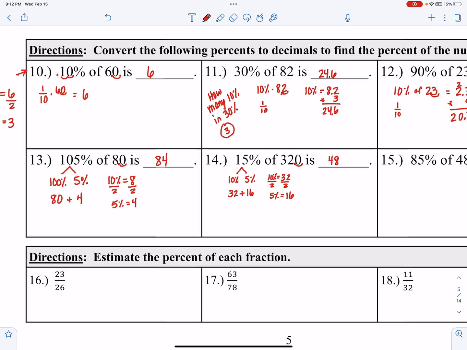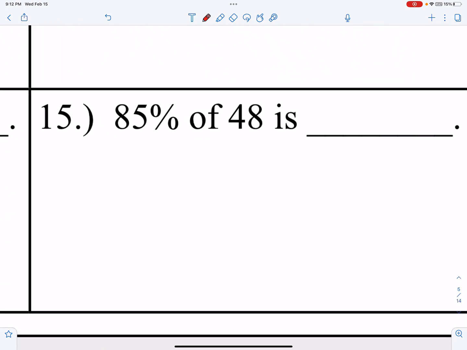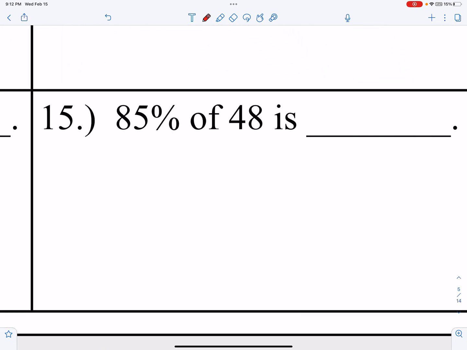Okay. All right. Next one, we have 85%. So you have to take care of the 80% and the 5%. And we know that 80% is just 10% 8 times, and then we can figure out what half of 10% is to cover that extra 5.